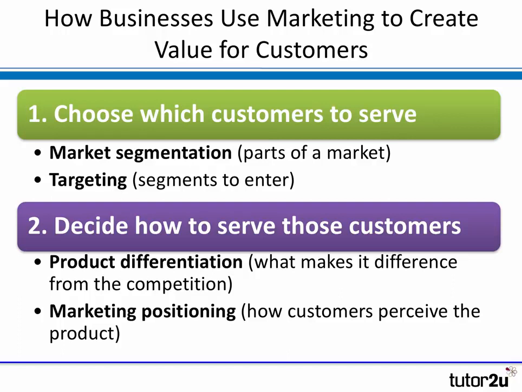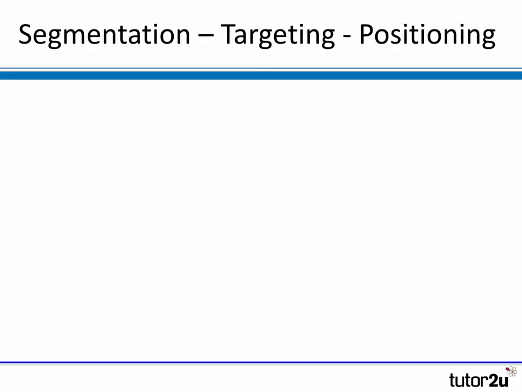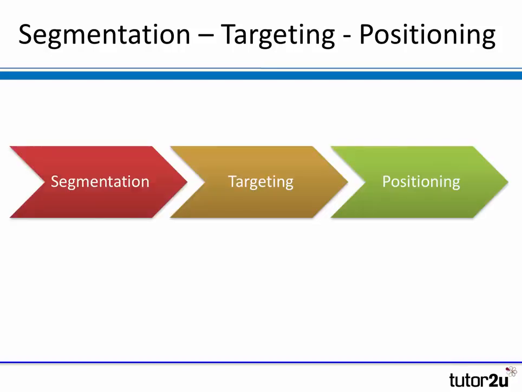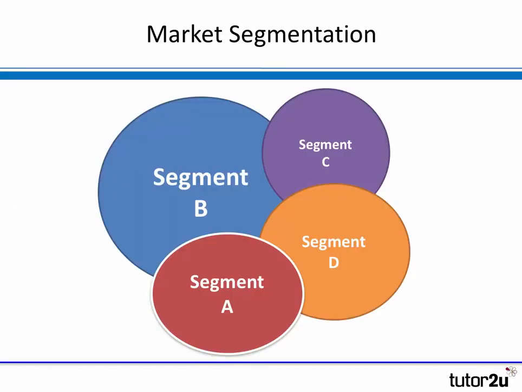So what we'll do is we'll look very briefly at each of these things: market segmentation, targeting and positioning. We'll look in more detail at them in separate topic videos. But for now, let's just have an overview of each of the parts of this model: segmentation, targeting, positioning, which is often shortened to STP.